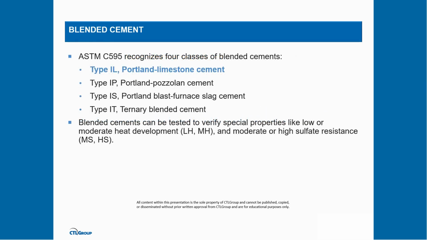ASTM C595 recognizes four classes of blended cements. Type 1L cement, also known as Portland limestone cement, Portland pozzolan cement, Portland blast furnace slag cement, and ternary blended cements. Today's topic is going to focus on Portland limestone cement. This is growing really fast. In fact, Type 1L cement is going to almost entirely replace Type 1-2 cement in the US.